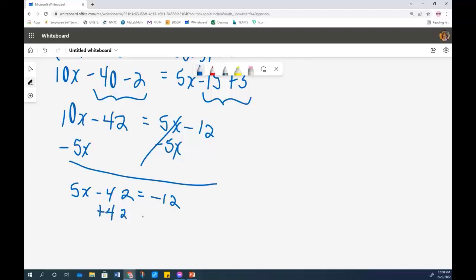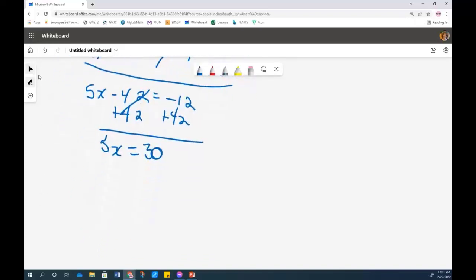Now I'm going to add 42 to both sides of the equals. So 5x equals 30. And now that 5x equals 30, I only have that one last step. It's been multiplied by 5, so I divide by 5. So x equals 6.